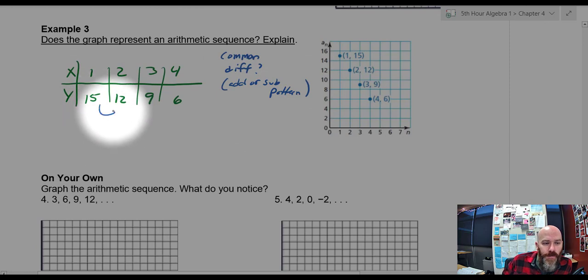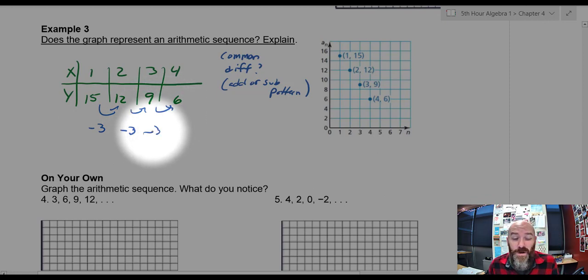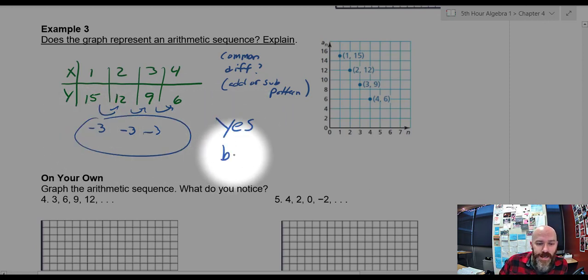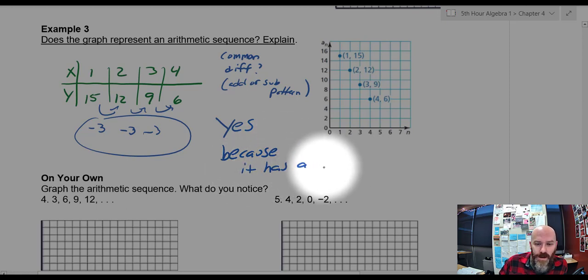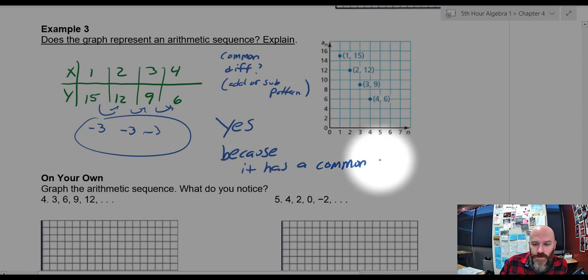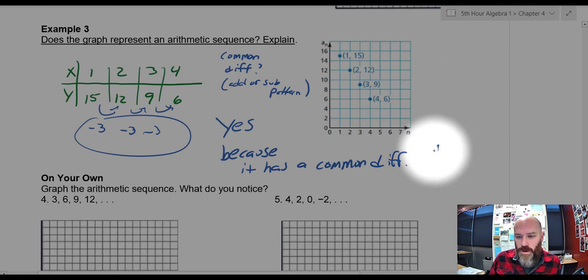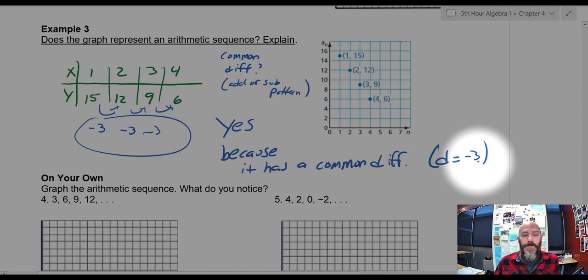So from 15 to 12 is minus 3. 12 to 9, minus 3. 9 to 6, minus 3. You have to check each of them because one of them might be different. So because they're all the same, I would say yes, and I can say because it has a common difference. Now, if it wasn't online and it's on your paper, you could say it has a subtracting pattern. I'm okay with that. It has an adding pattern. Great. You can even say that it has a common difference, which is D equals -3.